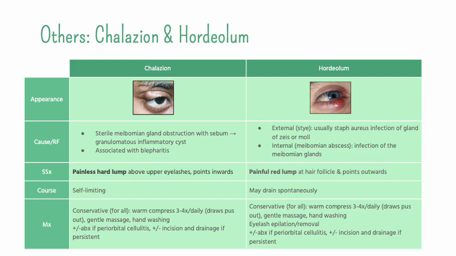With hordeolums, the external one, which is most commonly known as a stye, is usually due to a Staph aureus infection of the gland of Zeiss or Moll. The internal hordeolum is a meibomian abscess and is due to the infection of the meibomian glands. This presents as a painful red lump at the hair follicles and points outwards. The course itself is that it may be self-limiting and may drain spontaneously. Similarly, the management plan is conservative but may include eyelash epilation and removal, as well as antibiotics, incision and drainage if it's persistent, like chalazions.